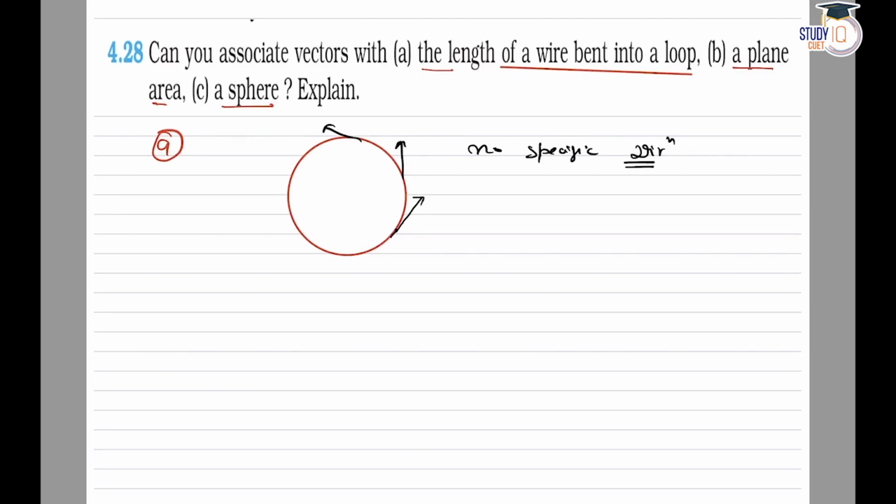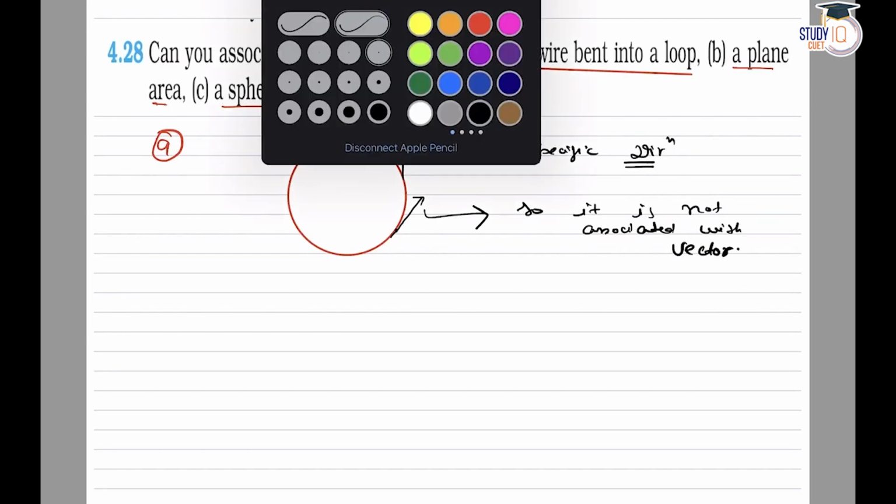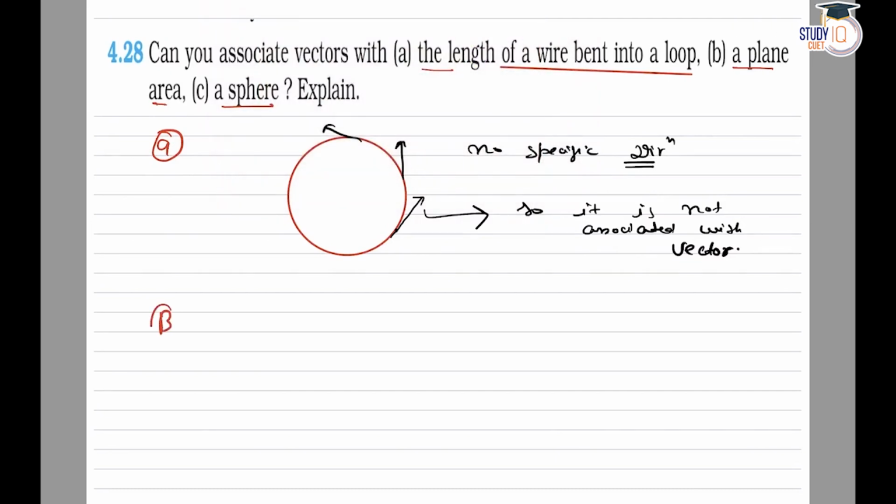So we cannot say that this can be associated with a vector. It is not associated with a vector, as no particular direction is defined in this case. Next part, which is B, in the case of area.